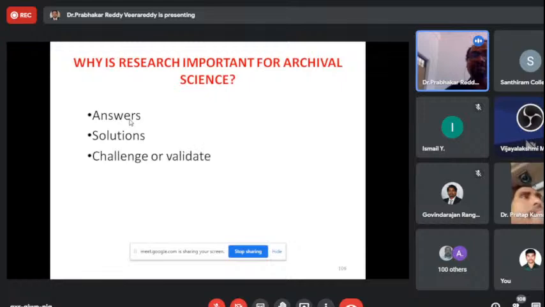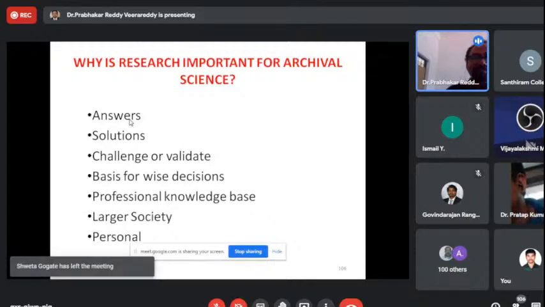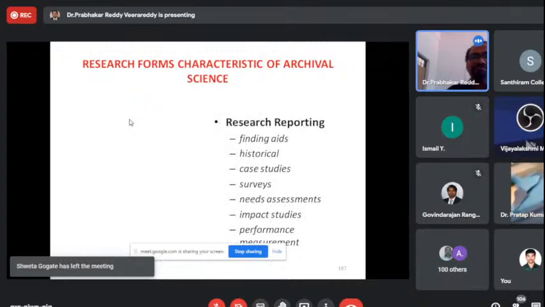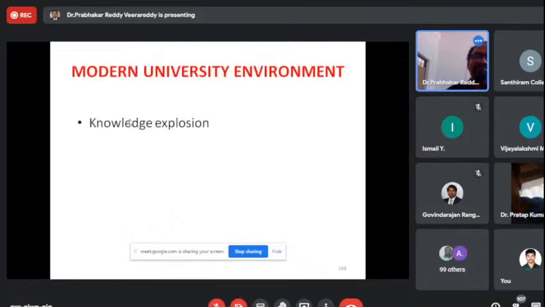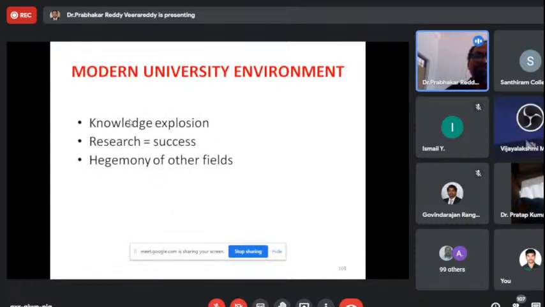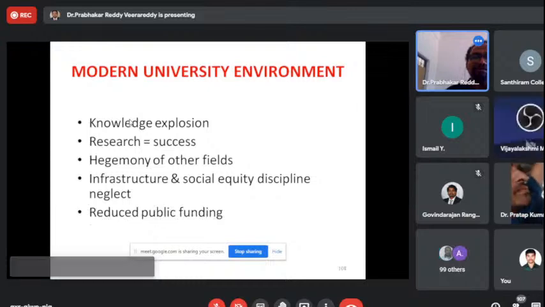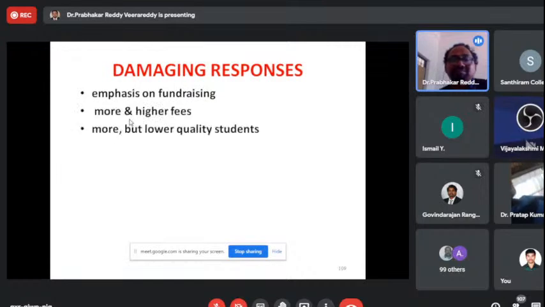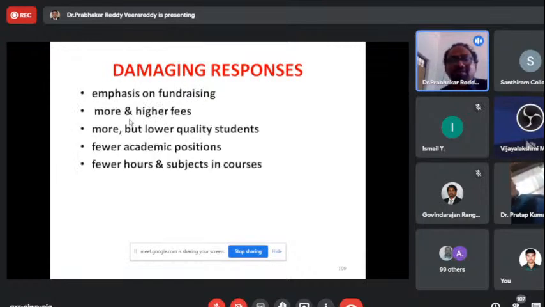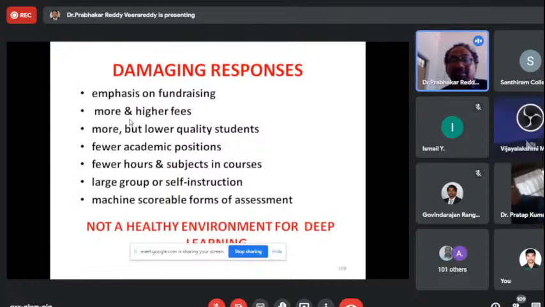Why is research important for actual science? Answers, solutions, challenges or validation, basis for wise decisions, personal knowledge, larger society, research forms, approaches, research reporting. So: knowledge explosion, research means success, hegemony of other fields, infrastructure, social equity, discipline, reduced public funding, damaging responses, emphasis on funding, more and higher fees, more but lower quality students, fewer academic courses, fewer hours and subjects, larger groups, machine scorable forms of assessment.